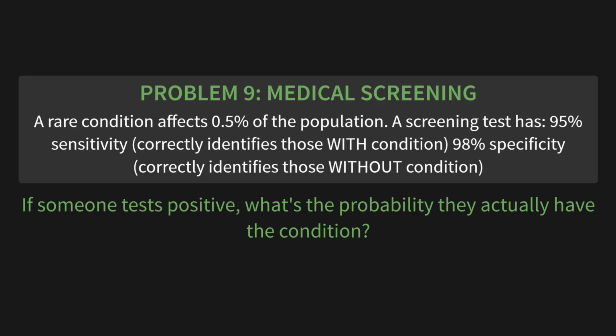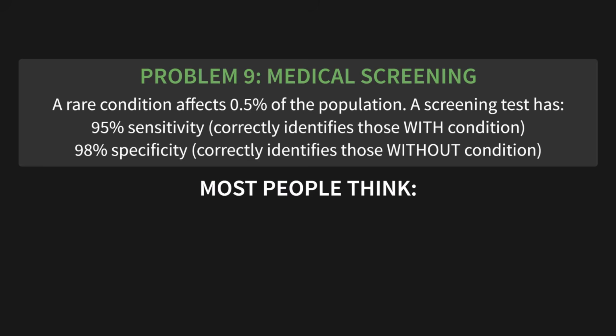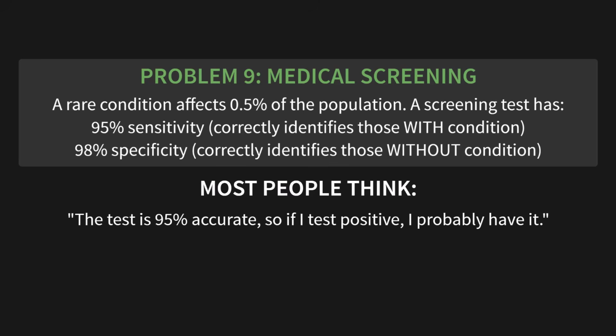We have a screening test that's pretty good, 95% sensitivity, meaning it correctly identifies 95% of people who have the condition, and 98% specificity, meaning it correctly identifies 98% of people who don't have it. Now, here's the big question. If someone tests positive, what's the probability they actually have the condition? Most people hear 95% accurate test and think, well, if I test positive, I probably have it. But that's not how the math works.